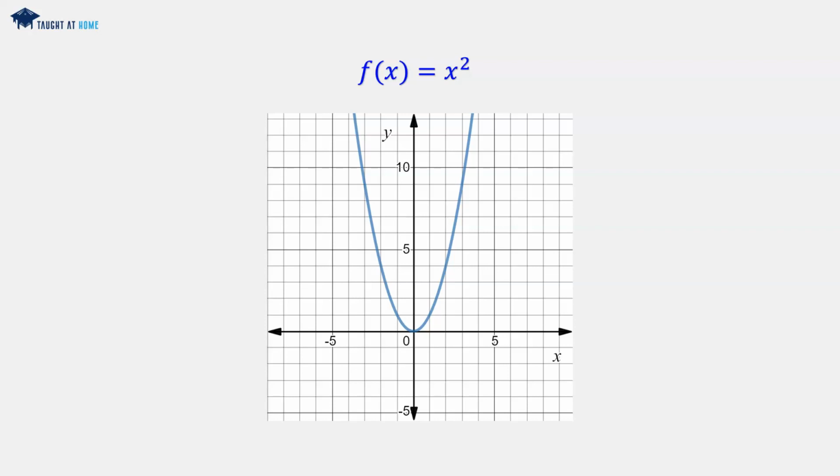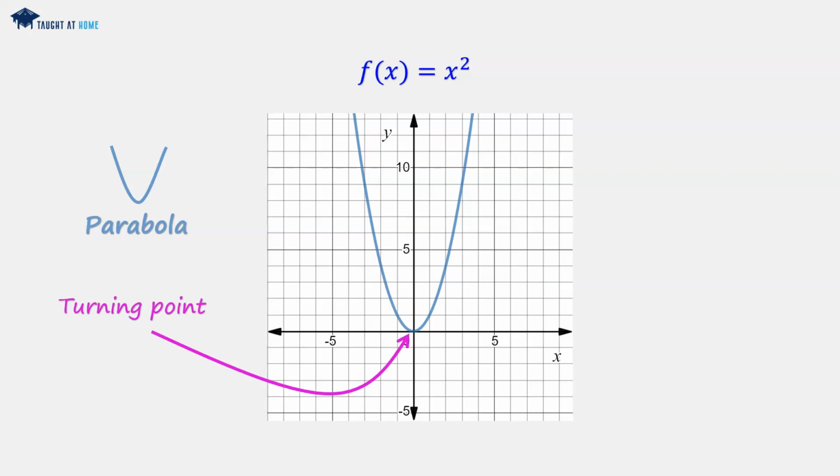What you'll notice is that this shape has a kind of U shape. We call this a parabola. And this parabola has a turning point. So this is the point, its minimum point in this case. And it has an axis of symmetry. So this is the point on the x-axis where the function is reflected.